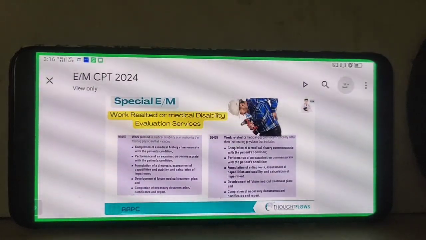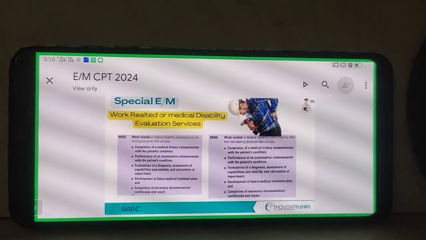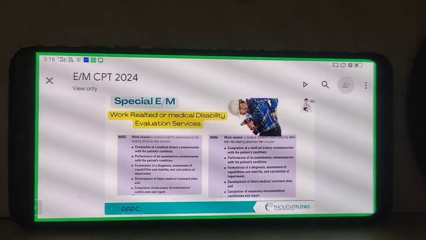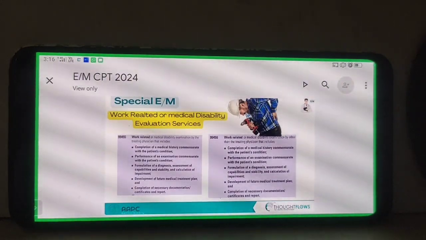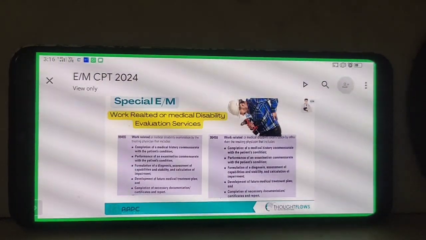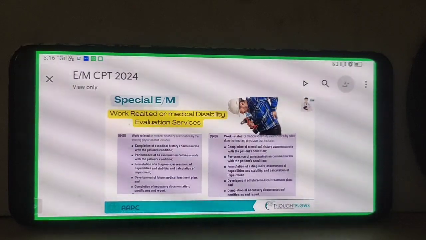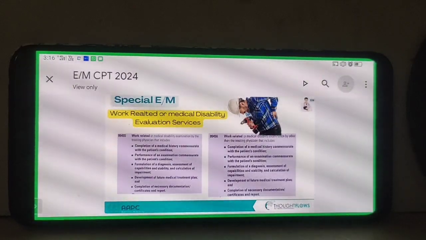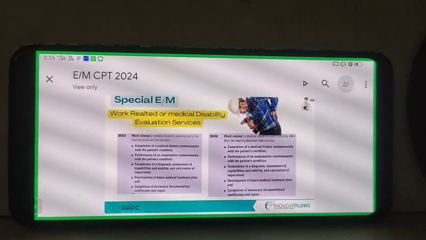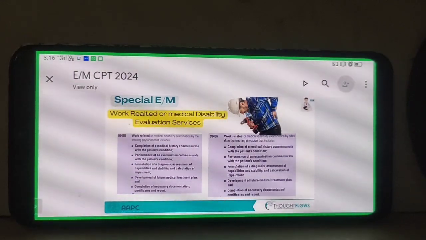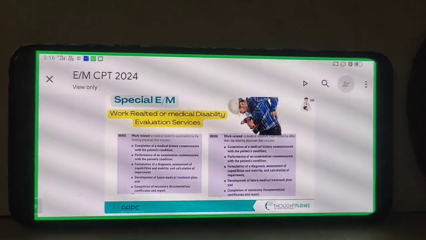Suppose a patient works in a cement factory, what type of service would you report? Would you give? Am I right, guys? Yes, ma'am. Okay. So for that patient, we have to report the code for respiratory-related evaluation.